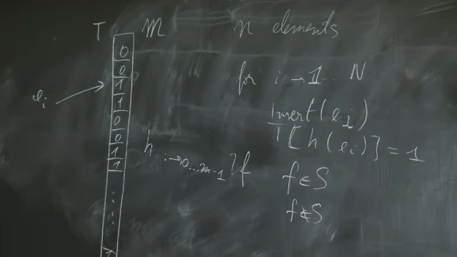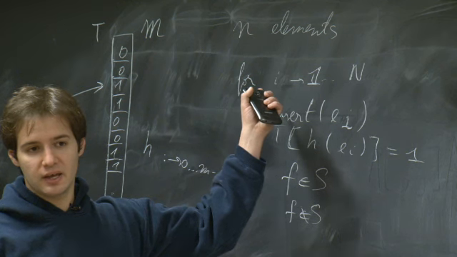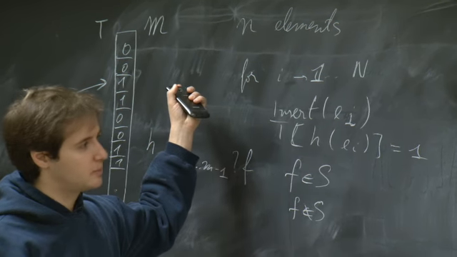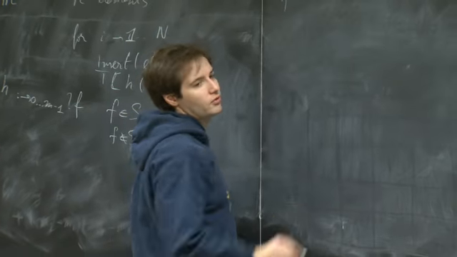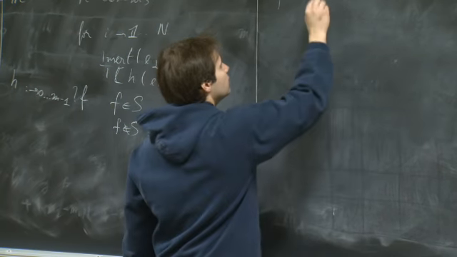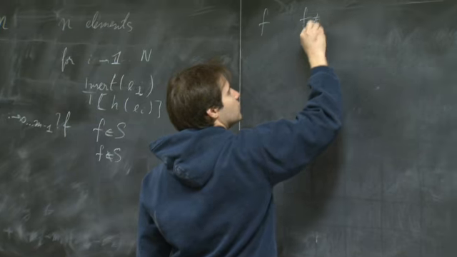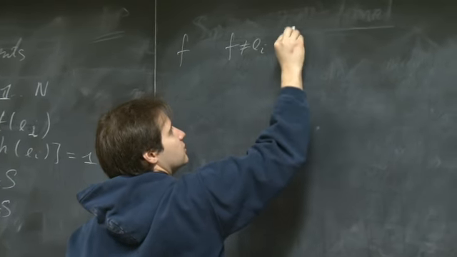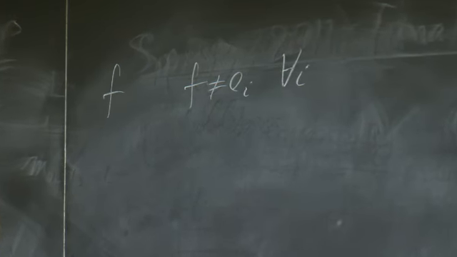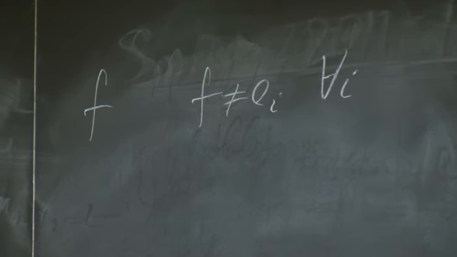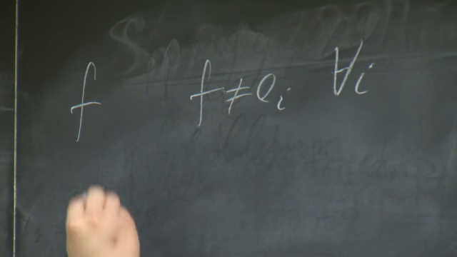OK, so the question is, we inserted n elements into a table of size m. Given a new element, f, where f stands for false positive, f is not one of the elements that we inserted. I want to know what's the probability that the set will say that the element is in the set. So basically the probability of a false positive.